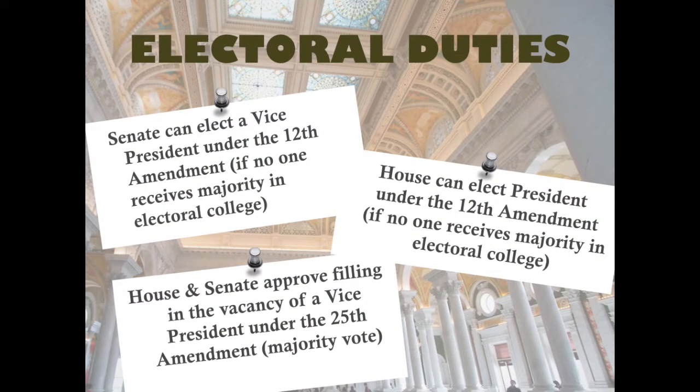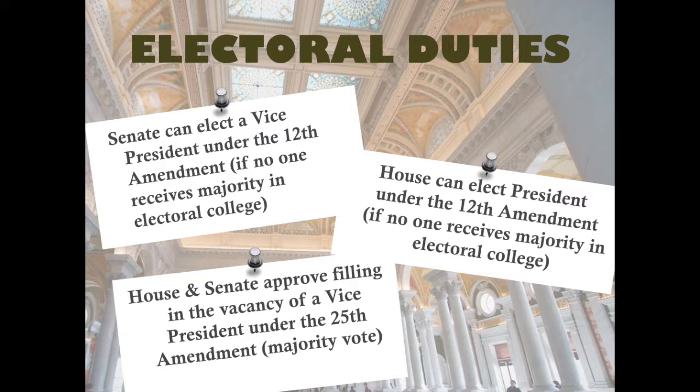The Constitution gives certain electoral duties to Congress. The House may be called on to elect a president. The 12th Amendment says that if no one receives a majority of the electoral votes for president, the House, voting by states, is to decide the issue. The Senate must choose a vice president if no candidate wins a majority of the electoral votes for that office. In that situation, the vote is by individual senators, with a majority of the full Senate necessary for election.